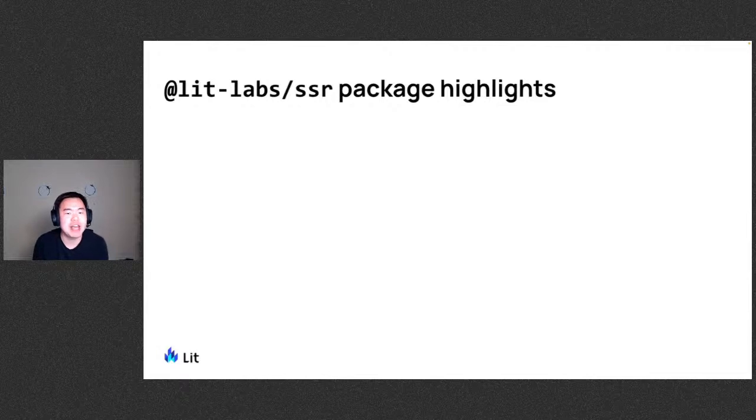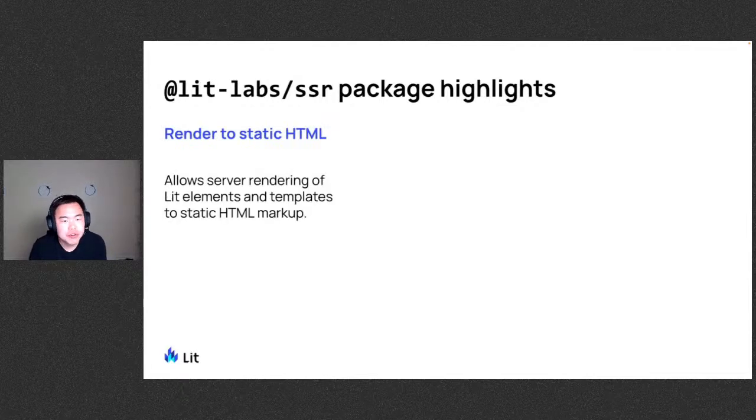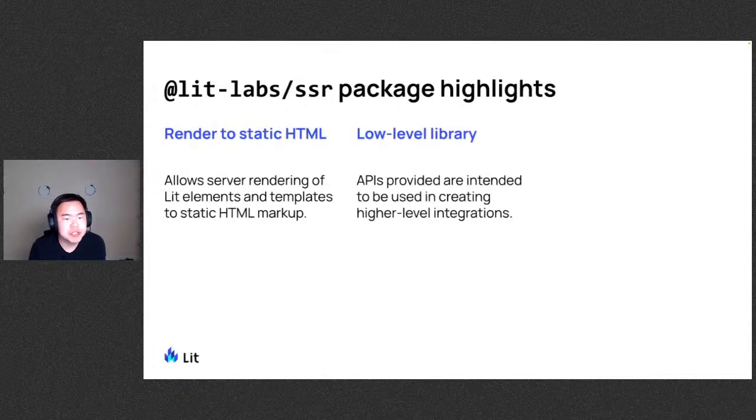Let's take a look at some highlights for the Labs SSR package. So firstly, it allows server rendering of Lit elements and templates to static HTML markup. We do actually consider this a low-level library, such that the APIs provided are intended to be used in creating higher-level integrations. Not to say that you can't use them directly, as you'll see in a little bit, we'll give a little demo. But we do anticipate most users to be taking advantage of other framework integrations.